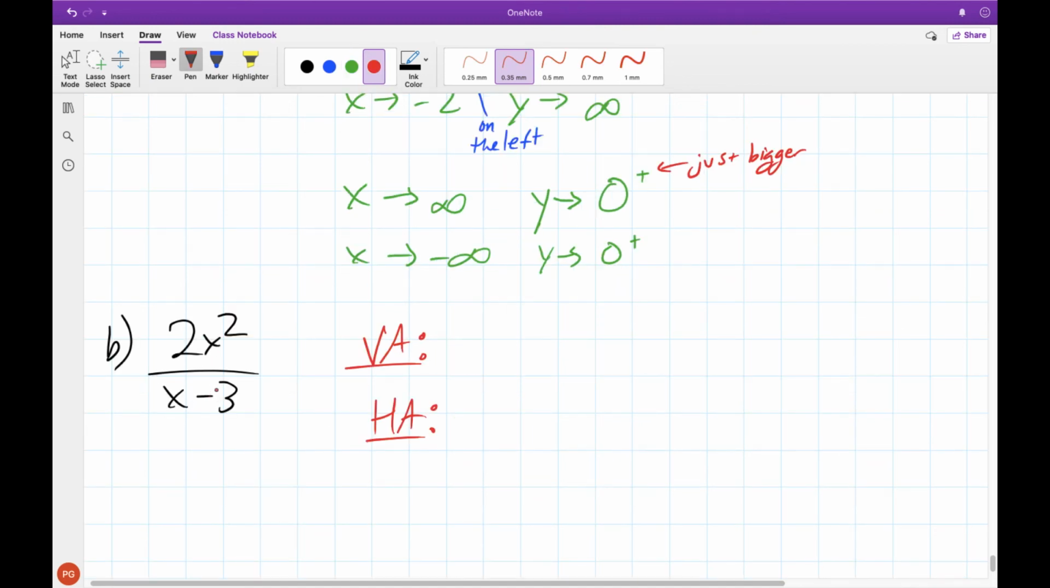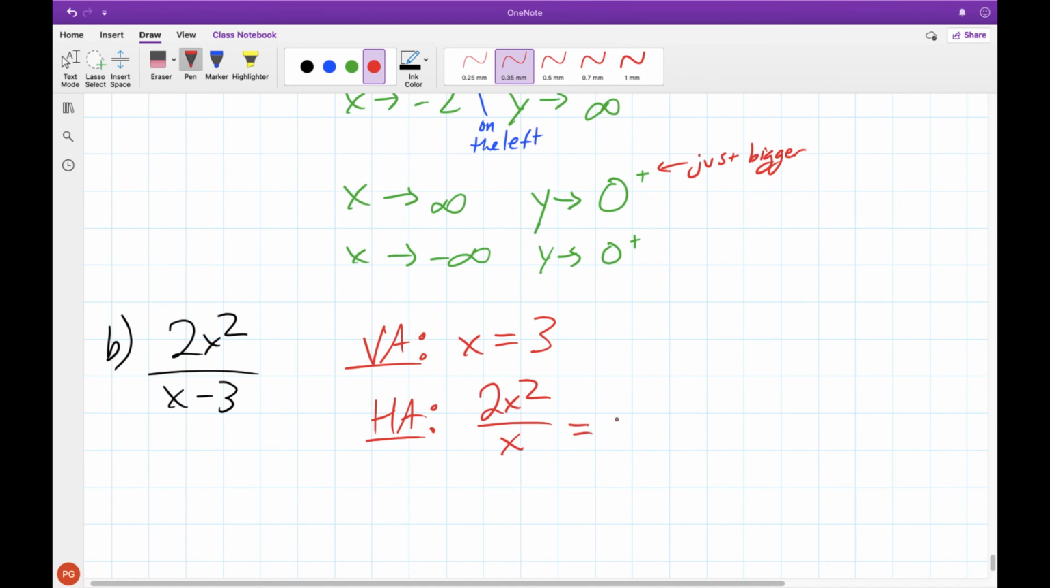How about this example here? Let's see if we can find the asymptotes. Our vertical asymptotes, we're just looking where our bottom is 0, so x equals 3. For our horizontal asymptotes, we're taking the largest power of x on the top and the bottom and seeing what it gives us when we set x equal to infinity. The largest power of x on top is x squared, and it has a 2 in front, so we put 2x squared. And our bottom, the largest power of x is just x here.